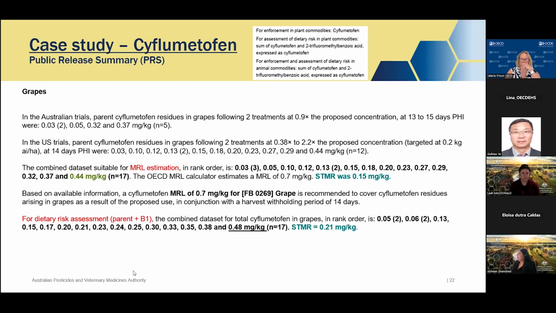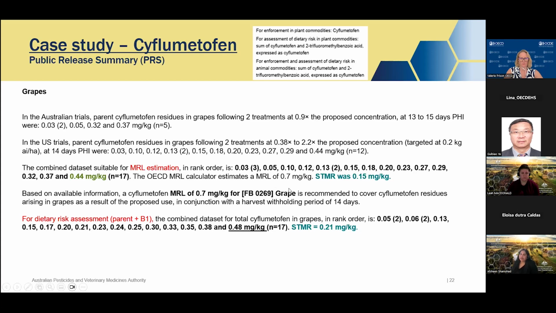So as you can see, there's a lot of information, but I've highlighted the one I want you to pay particular attention to, that's the way we present data in our assessment reports. So in the Australian trials for the establishment of MRLs for enforcement, it's parent only. The combined data set for both Australian and US trials was 17 data points, and you can see 0.44 was the highest residue with the STMR of 0.15 milligram per kilogram.